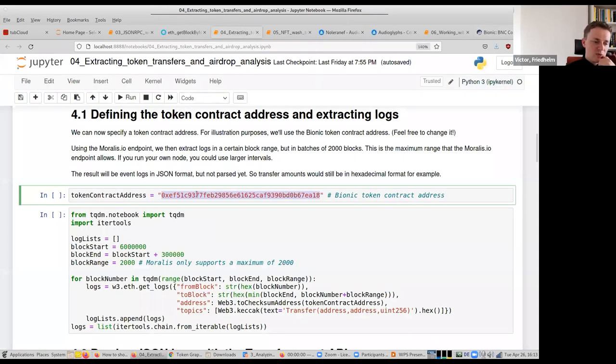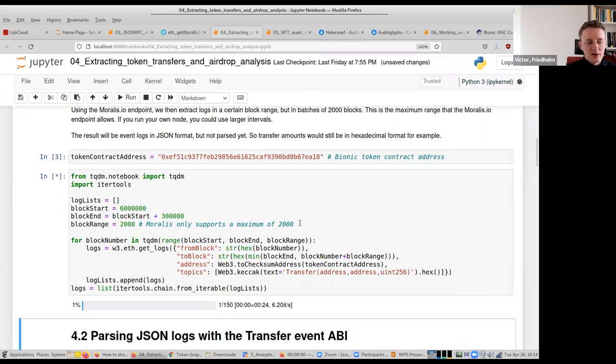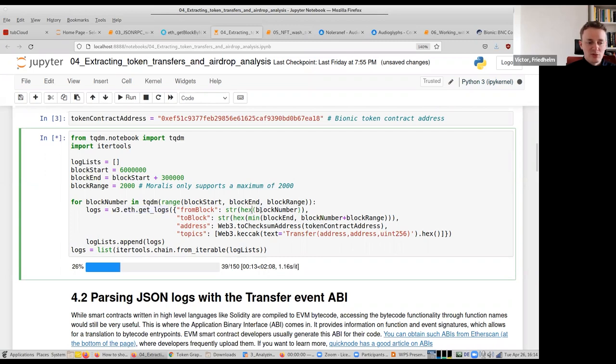Right. So we'll be specifying that we want to get all of the transfers from that, but in a certain range. So here I've specified that I want to get the transfers between block 6 million and then the subsequent 300,000 blocks. And then we'll try to extract this in chunks because the free node provider Moralis only lets us request ranges of 2,000 blocks. And so we can run this, and I've already started it, but it will only take less than a minute. And then we essentially repeatedly call the method get logs from a certain block to a certain block of a certain token contract address.